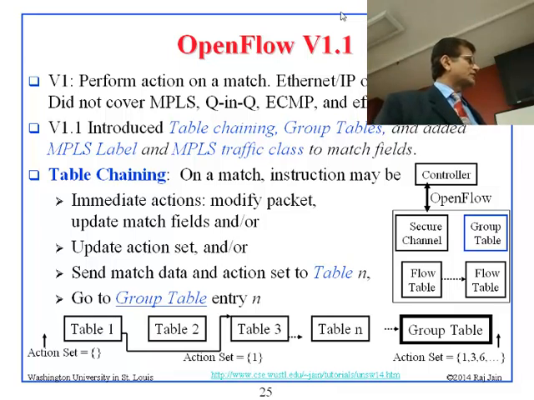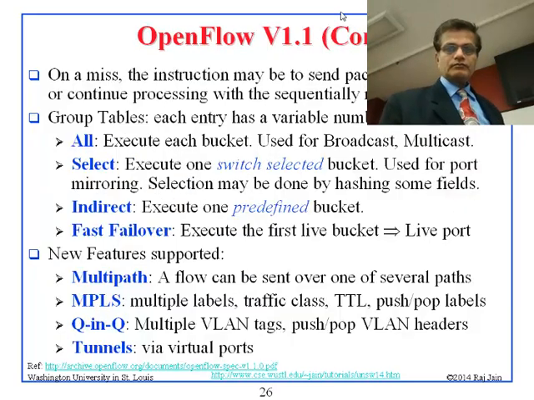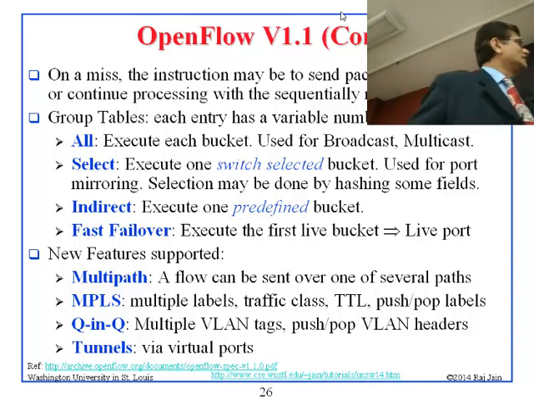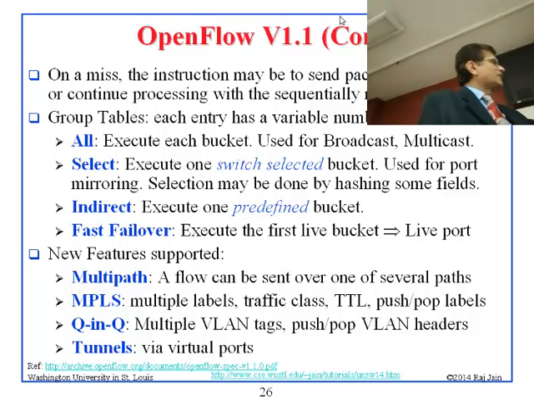So what is a group table? A group table has entries with many action items. It says that you can do the first action item, the second action item, the third action item, or all of them. If it says all, then you have to do each bucket, whatever the bucket says. A bucket is an action, not a counter, right? So you do all of that. For example, for broadcast or multicast, you might say forward to port one, forward to port two, forward to port three. Actually, that was very easy before. You could just say forward to all ports, right? But now you can do certain other things.